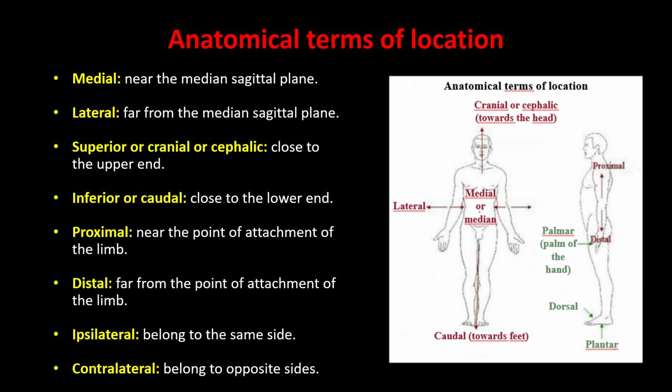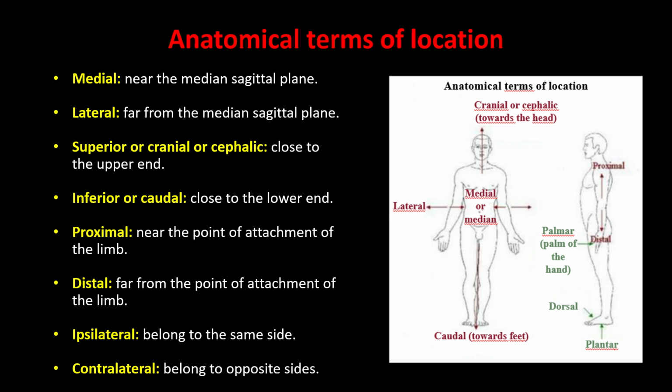These two terms proximal and distal are used when talking about limbs, so anything proximal means close to the point of attachment of the limb. For example, here you have the upper limb, and here is the point of attachment of the limb, where the upper limb attaches to the trunk, and here you have the lower limb, of course, and here is its point of attachment, where the lower limb attaches to the trunk. Any element is said to be proximal if it's close to this point, and distal if it's far from it.